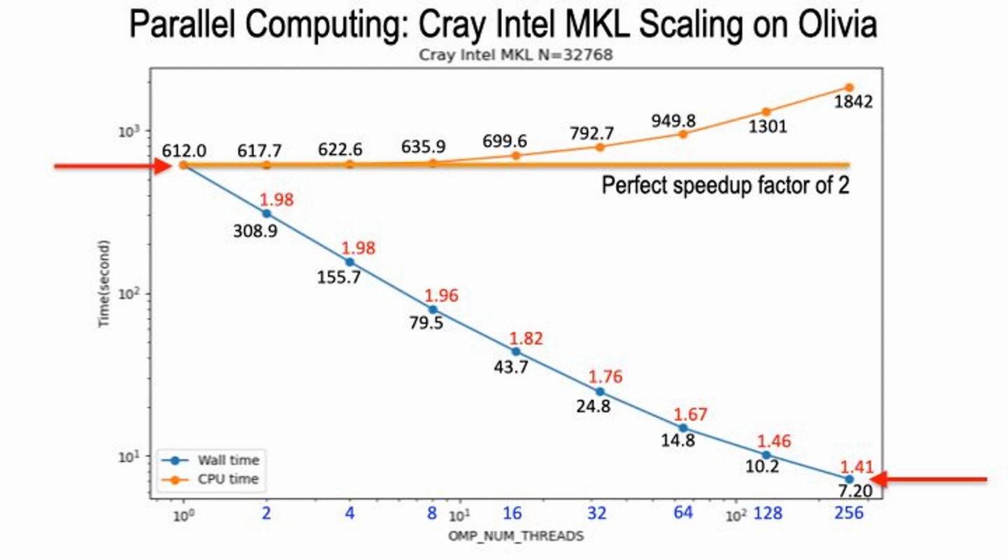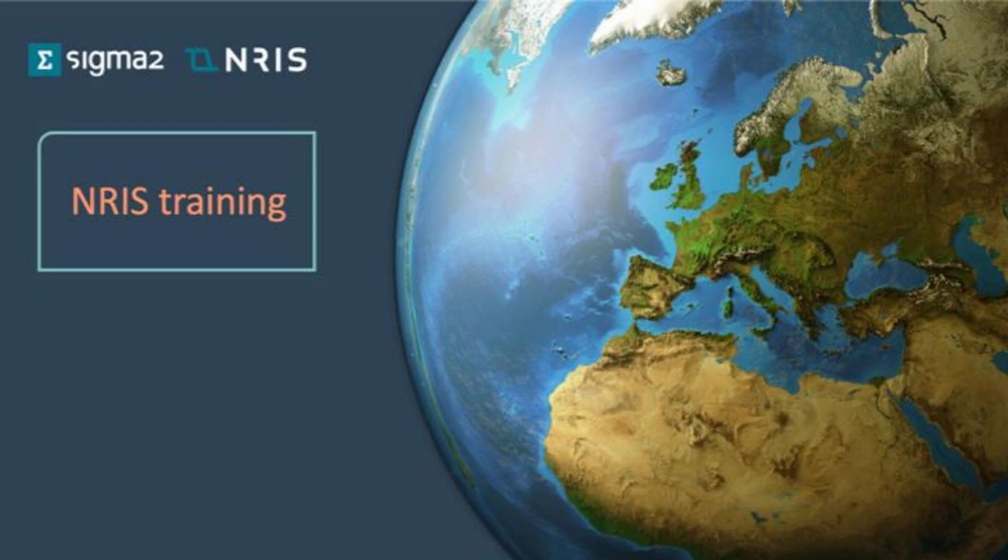As observed in these scaling analyses, there is near-perfect speedup up to 16 cores, but this diminishes when scaling to 32 and 64 cores. The speedup factor declines even further when utilizing 128 and 256 cores. In the next video, we will summarize the scaling analysis performed on Olivia and compare it with the scaling analysis conducted on Fram and Betzy.